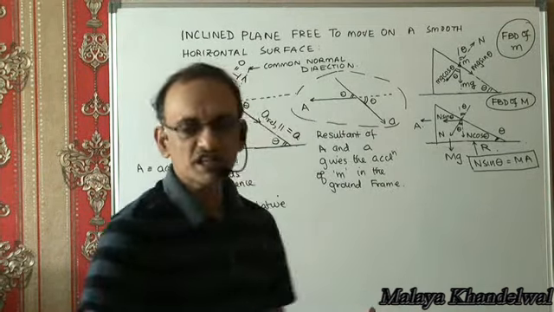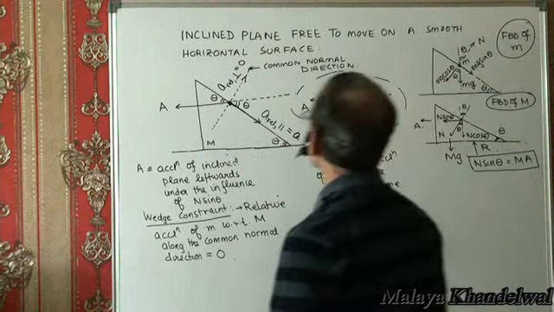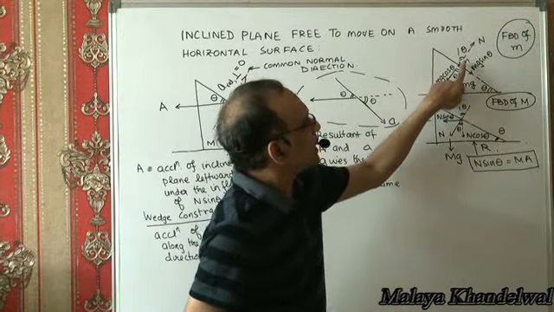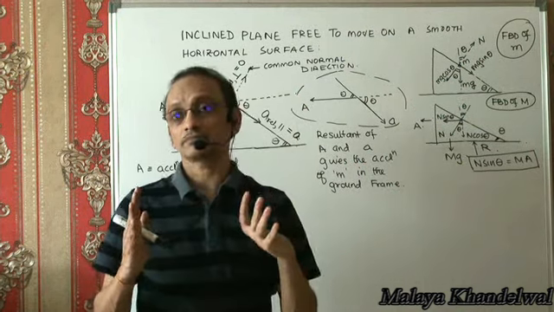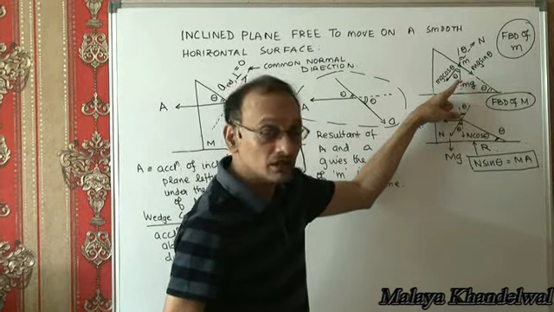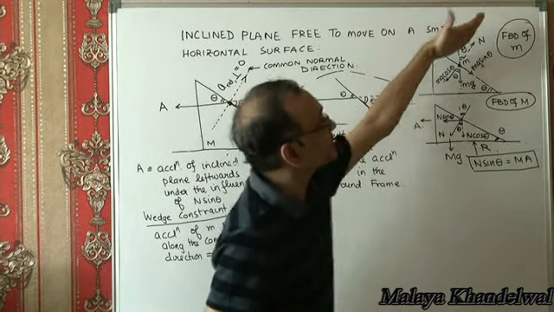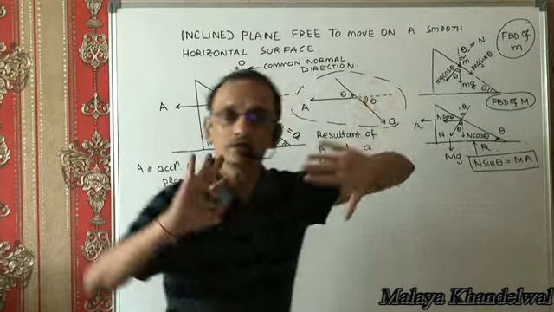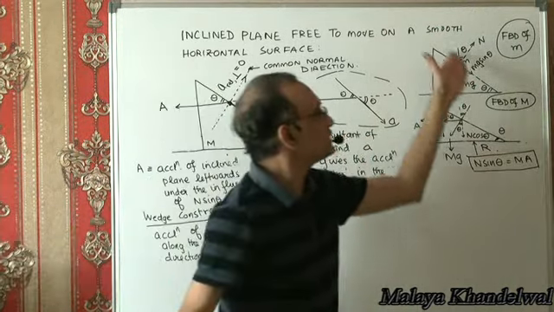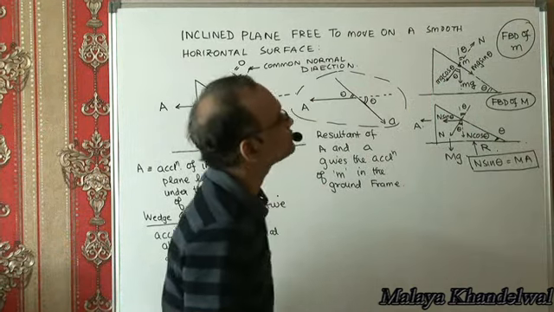So first things first. There's a particle of mass m resting on the inclined plane. What are the forces acting on it? There is mg, Mother Earth, and there is normal reaction from the inclined plane perpendicular to the plane, right? These are the two forces acting on small m. That far and no further. I'm assuming that this surface is smooth.